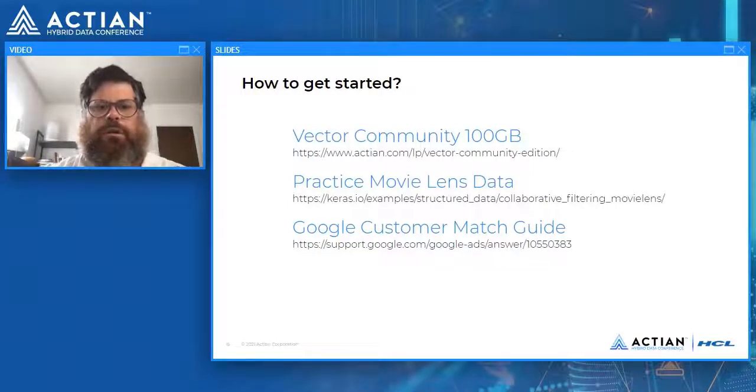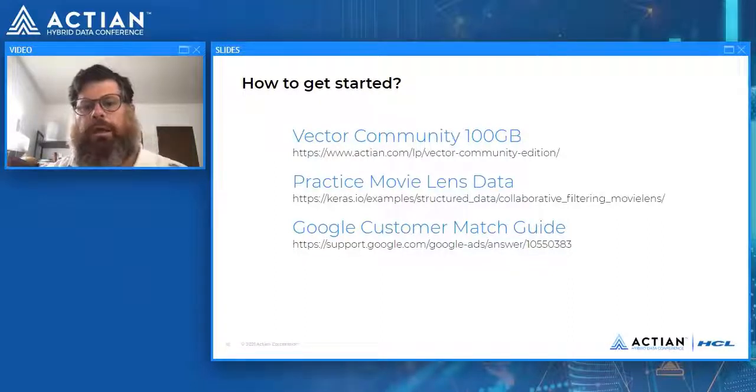So how to get started? You can go on this website here and download the Vector Community Edition. You have a 100 gig limit for that. I recommend, if you're not familiar with collaborative filtering, to practice with the MovieLens data. So once you have Vector installed, you can easily ingest that data into Vector. There's Python sample code in the practice MovieLens data that you can utilize, connect to the vector database to bring that data into your model and practice with it. And then you can go on to taking that similar model and doing your type of use case that you want to do recommendations on.